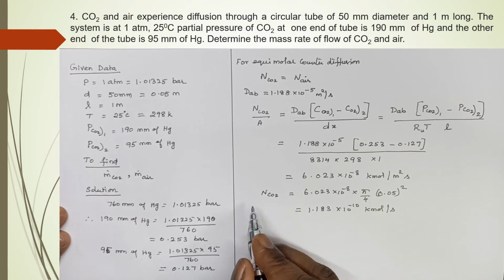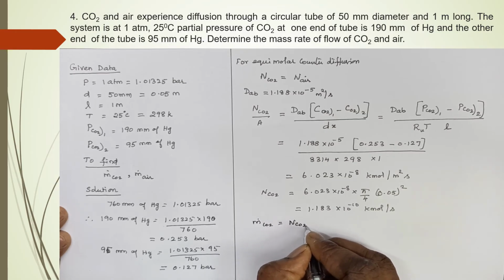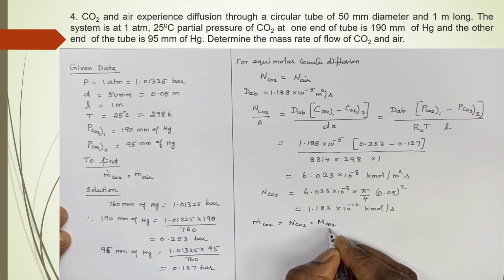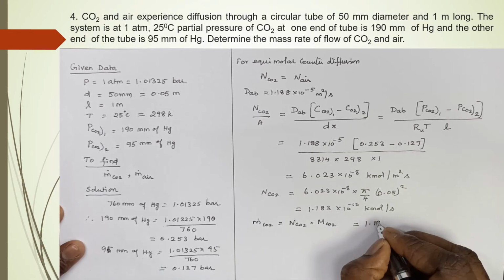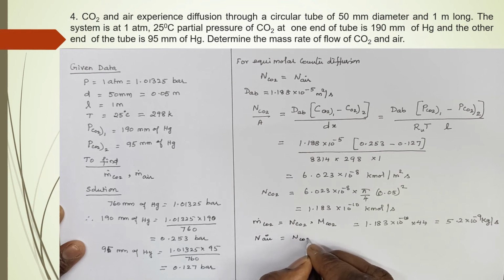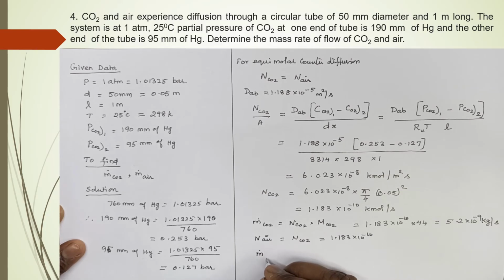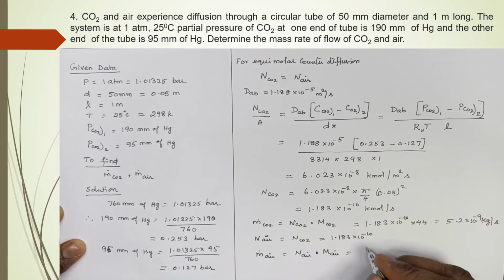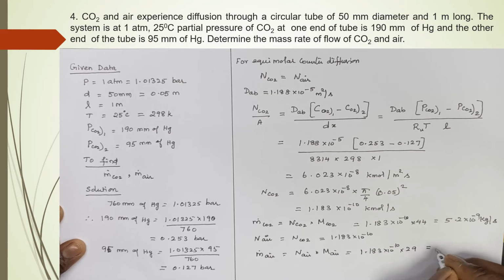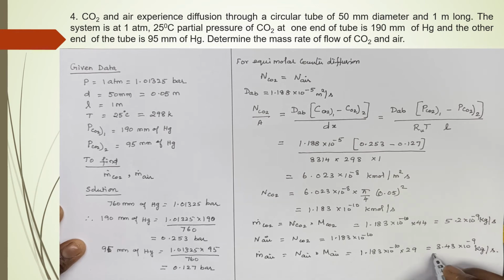So from this molar flux we will find the mass flux or mass flow rate. The mass flow rate of carbon dioxide is equal to the molar flow rate into the molecular weight of carbon dioxide. For carbon dioxide, the molecular weight is 44. In the same way, N of air is equal to N of carbon dioxide, so it is equal to 1.183 into 10 power minus 10. Therefore, the mass flow rate of air is equal to N of air into the molecular weight of air. The molecular weight of air is 29, so it is equal to 3.43 into 10 power minus 9 kg per second. So this is our answer.